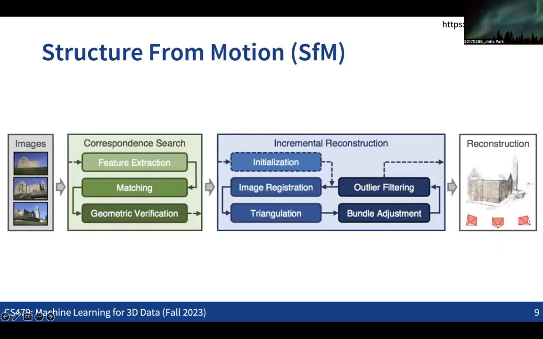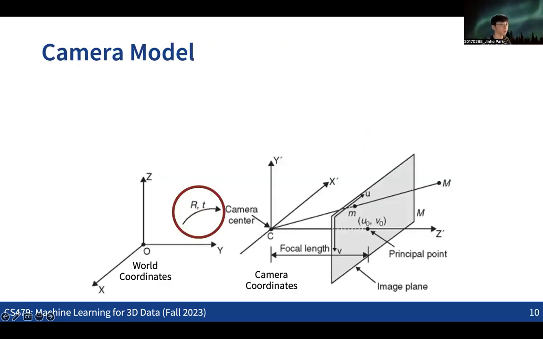So this is the typical pipeline for structure from motion. As you can see, there are lots of components in the full pipeline, so we're going to get into each of them. And before that, we're going to discuss the basic idea of the camera model.